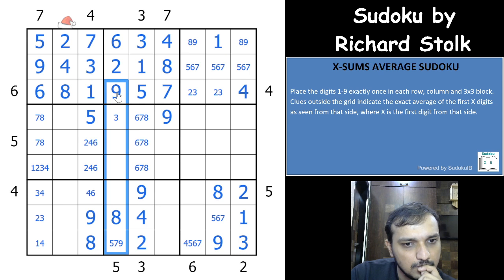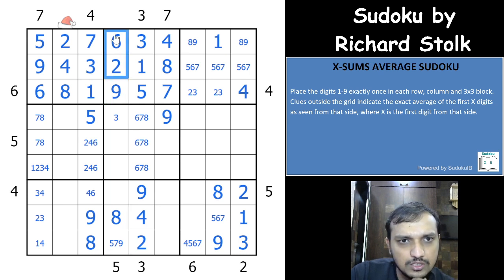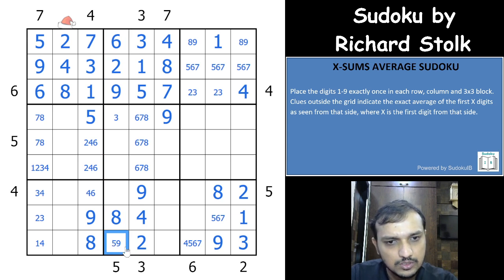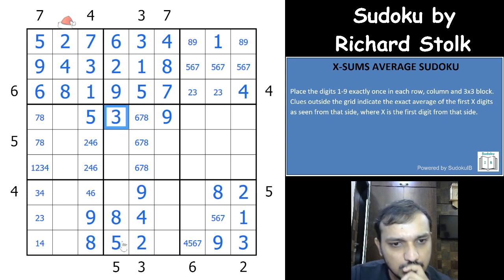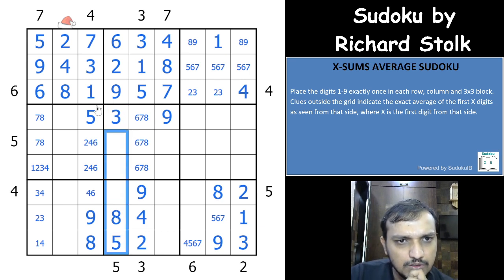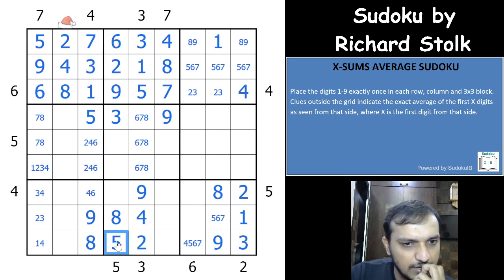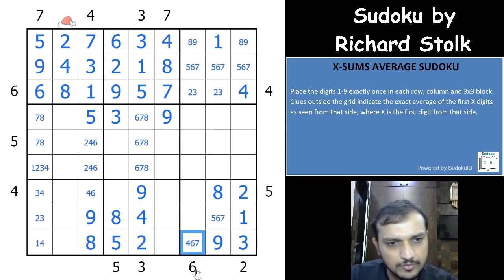If it is a 7, that is 35. You need 10 more. You have 8. 7 is not possible, and 9 is also not possible, so it would have to be 5. That gives you a 3 here, because this would be 25, 30, 39, 45. Done. This is 5. You eliminate 5 from this cell.